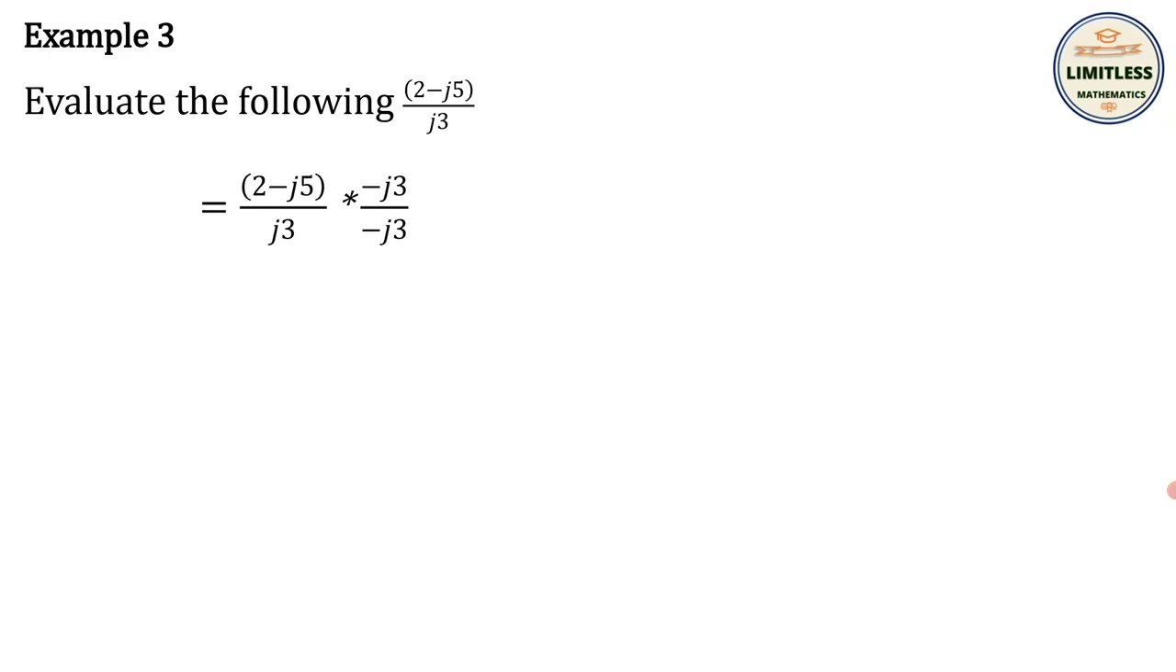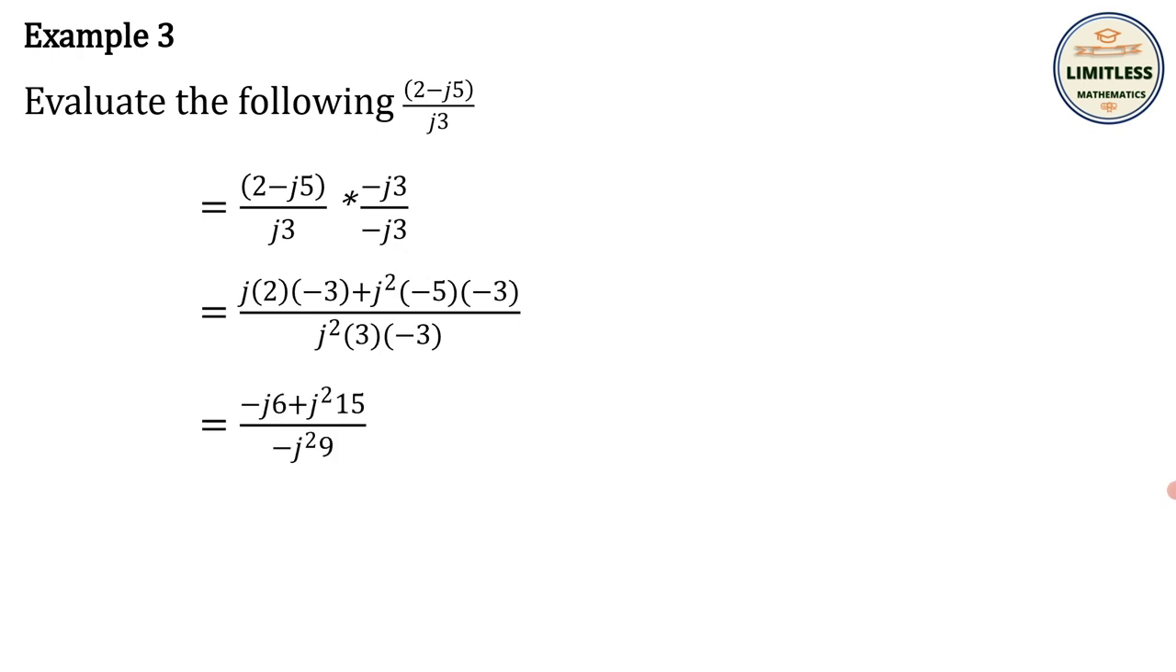Once we form that, it's a matter of just multiplying. We multiply the numerator with the numerator, then the denominator with the denominator. What we'll get is 2 times negative j3, then negative j5 times negative j3. Multiplying these, j times j is j square, then 3 times negative 3 is the number.